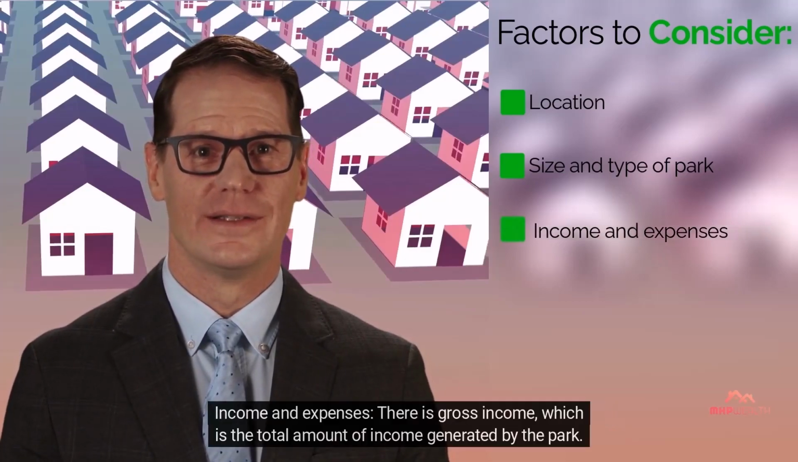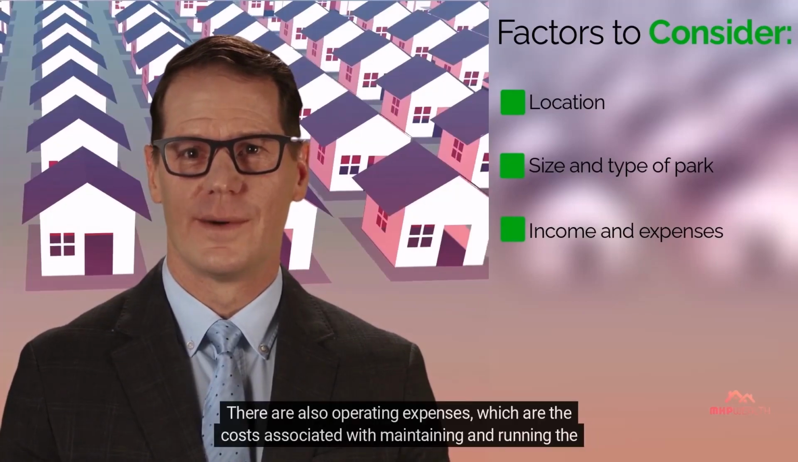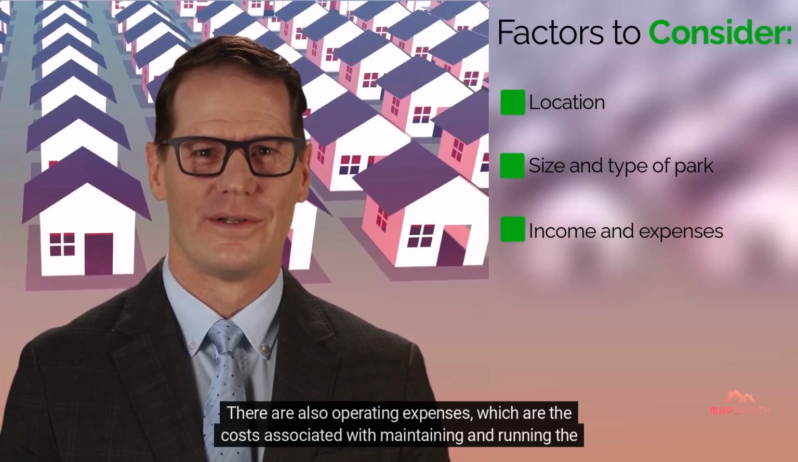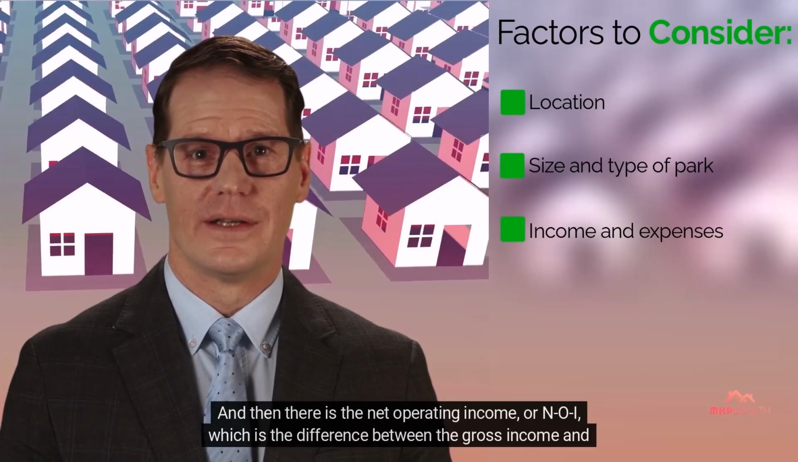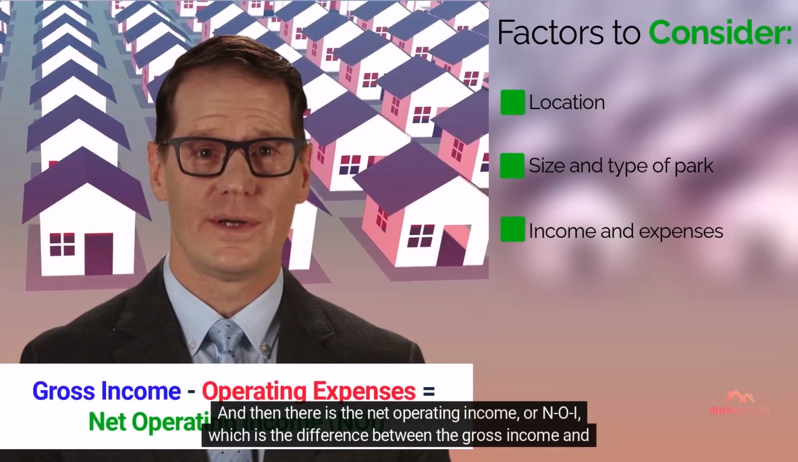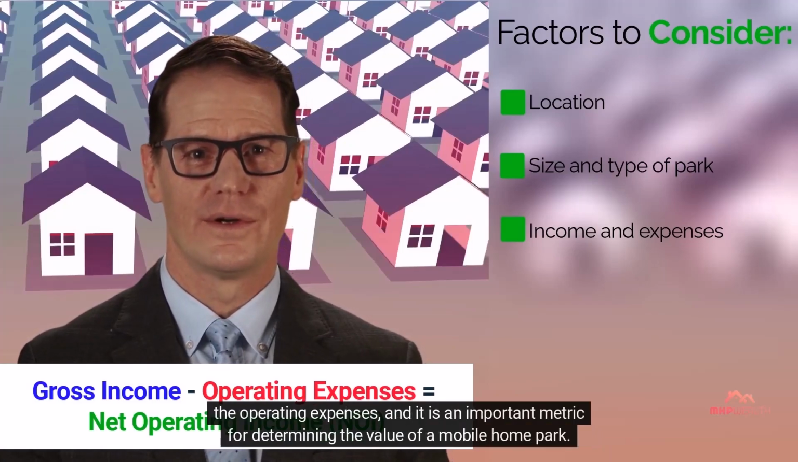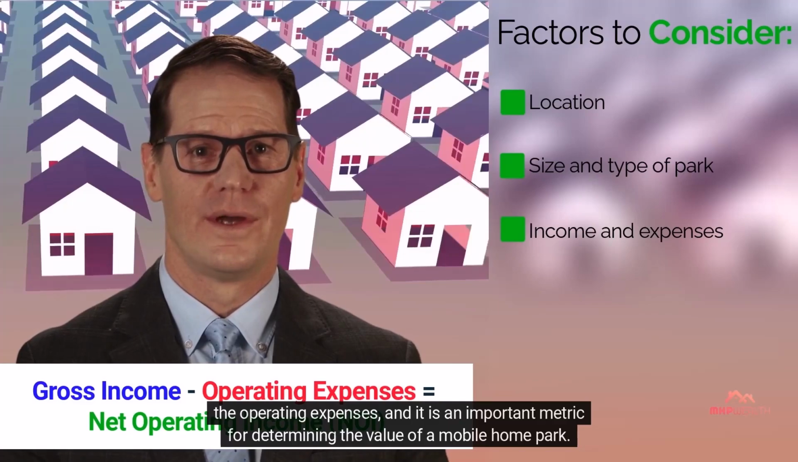Income and expenses. There is gross income, which is the total amount of income generated by the park. There are also operating expenses, which are the costs associated with maintaining and running the park. And then there is the net operating income, or NOI, which is the difference between the gross income and the operating expenses, and it is an important metric for determining the value of a mobile home park.